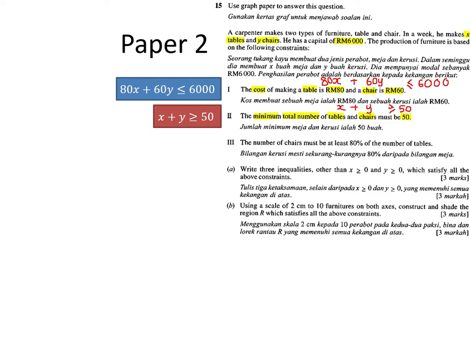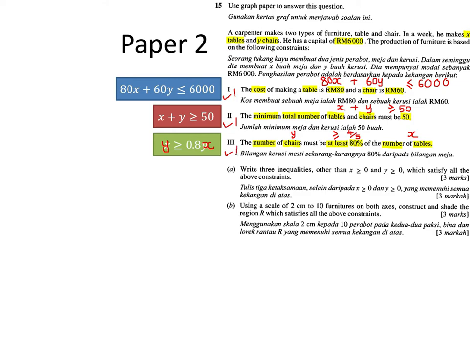Okay, now let us look at the third one. Number of chairs must be at least 80% of the number of tables. Why? At least means more than or equal. 80% we write as 4 over 5 or 0.8. Number of tables is X. So with that, we get our third inequality. Y is more than or equal to 4 over 5 the number of tables, which is X. 1 mark for the first inequality, second mark, and then the third mark.